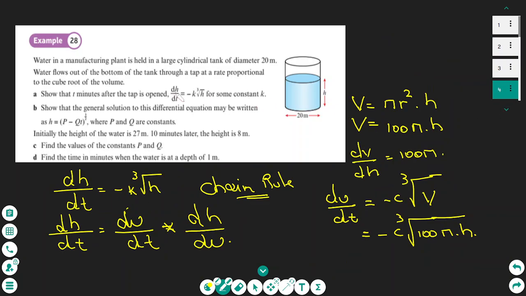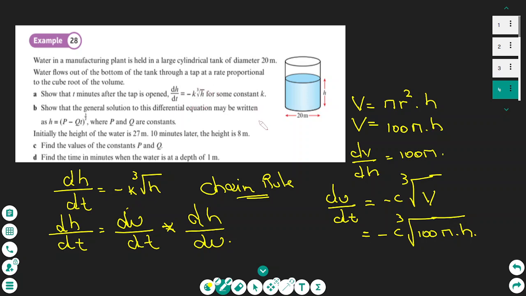And let's go to the next exercise. Here I have a cylinder. Let's check the diagram. It's a cylinder with height h and the diameter of the base is 20 meters. And of course the radius is 10 meters. And here you need to show that dh over dt is equal to minus k cubic root of h.